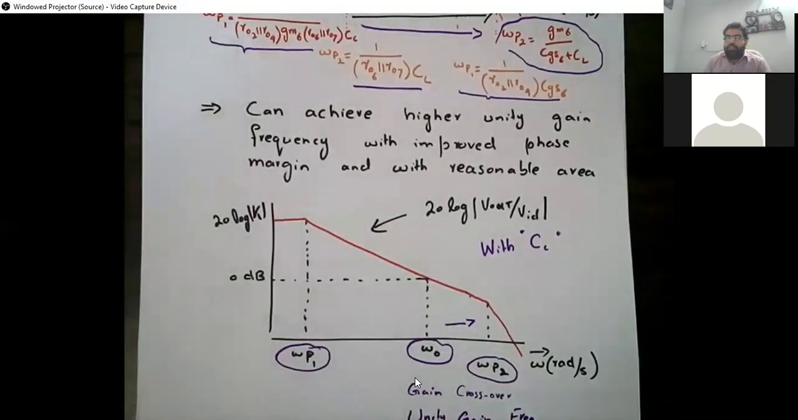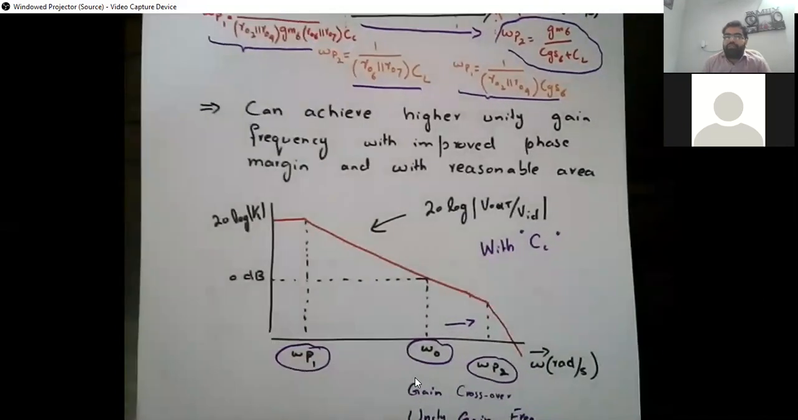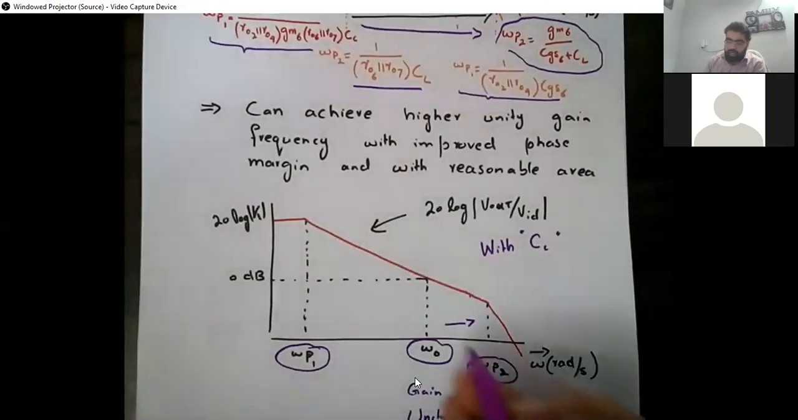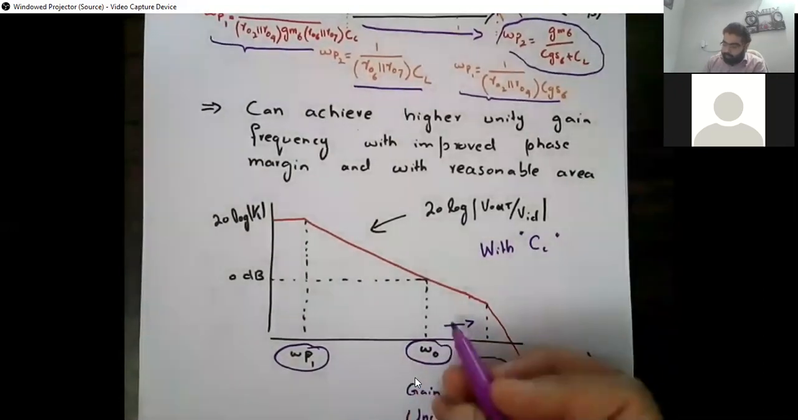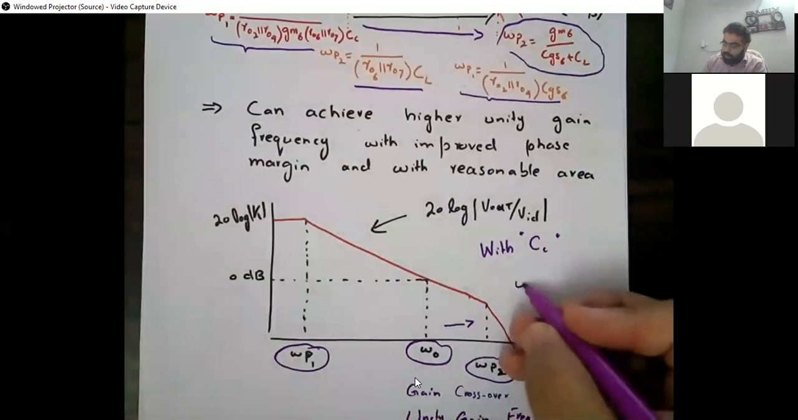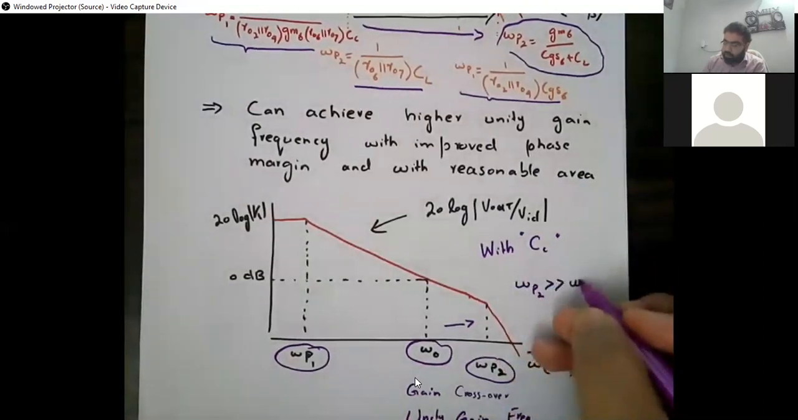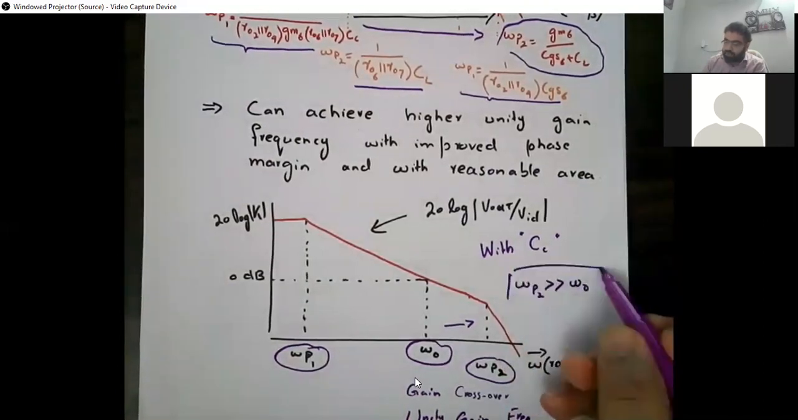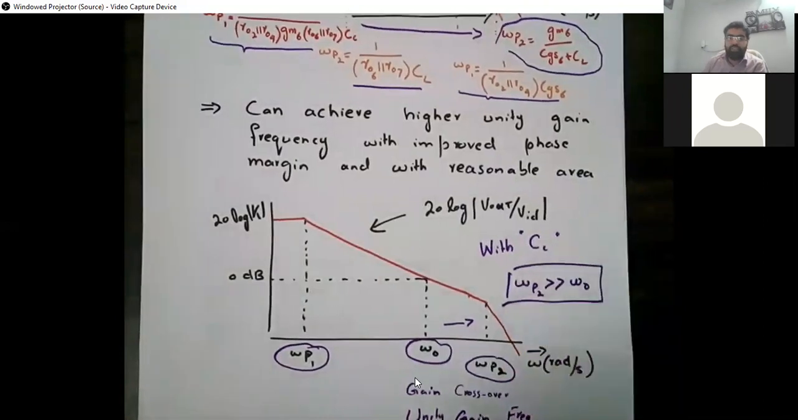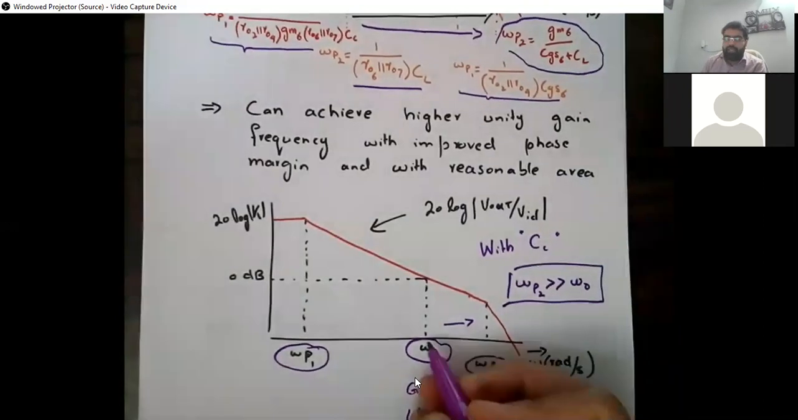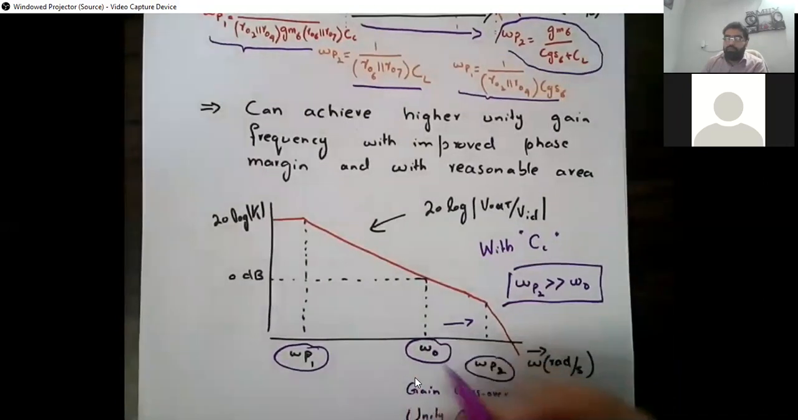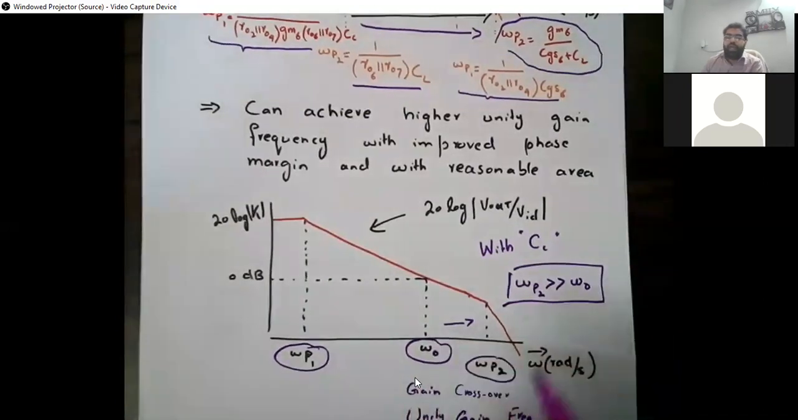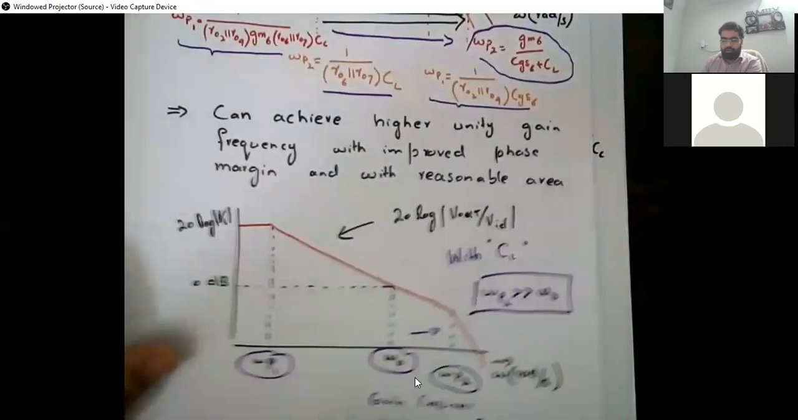As omega P2 is near to omega naught, my phase margin is going to be bad. So that's what we all want, and that's what we all know, that omega P2 should be very much far from omega naught in order to have a good phase margin. Okay? Magnitude it's not affecting whether it's lying even here, but for the phase, we want omega P2 to be as much far as omega naught.